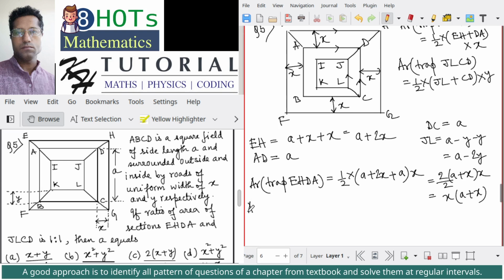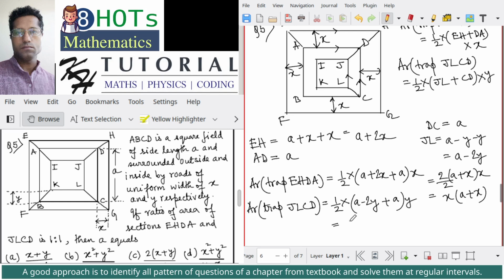And what will be the area of trapezium JLCD? It is half multiplied by what is JL? JL is a minus 2y plus CD. What is CD? CD is a, and we have y. This is equal to a minus 2y plus a, which is 2a minus 2y.